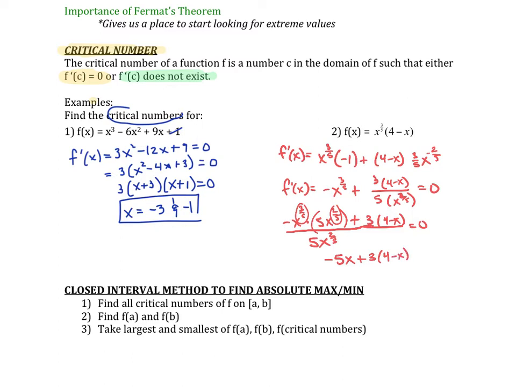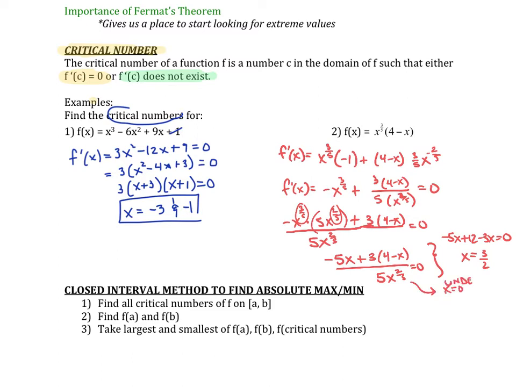4 minus x all over 5x to the 2/5 equals 0. So really, I want to know where it equals 0 or is undefined. At this point, I can take this top part, this negative 5x plus 12 minus 3x, set this equal to 0, and I will get x equals 3/2. And it's undefined when x equals 0.